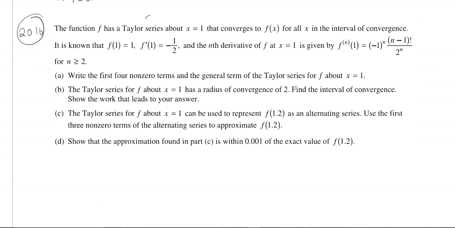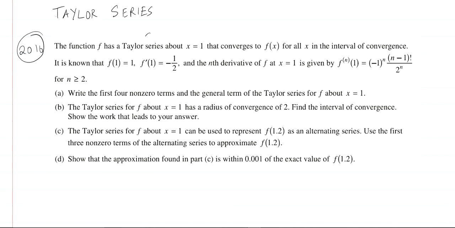So what it says is the function f has a Taylor series about x equal to 1. So we know that. It has a Taylor series about x equal to 1, and the function also converges within some interval of convergence. This is something that we may eventually have to find. Then you've been given the following. You've been told that f of 1 is equal to 1, f prime of 1 is minus half, and you've been given what the nth derivative looks like. So you have all this information.